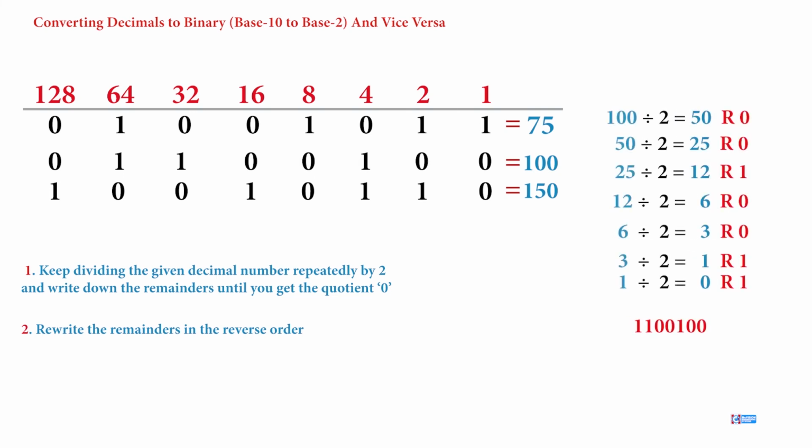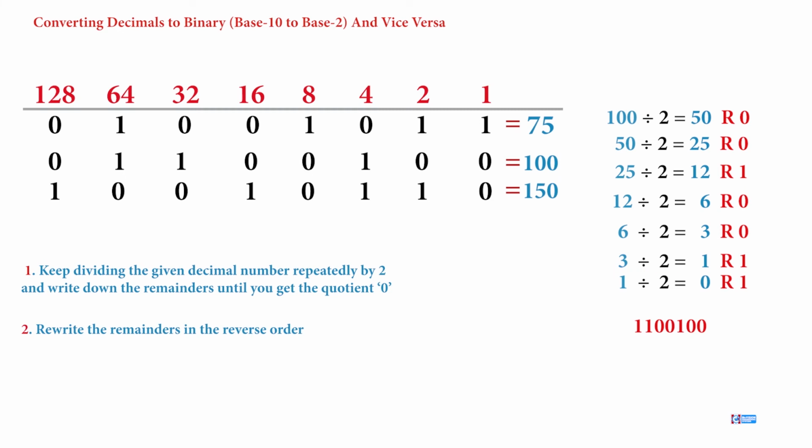Well, I hope you had it correct. Let's work it out together. 100 divided by 2, we get 50, remainder 0. 50 divided by 2, we get 25, remainder 0. 25 divided by 2, we get 12, remainder 1. 12 divided by 2, we get 6, remainder 0. 6 divided by 2, we get 3, remainder 0.